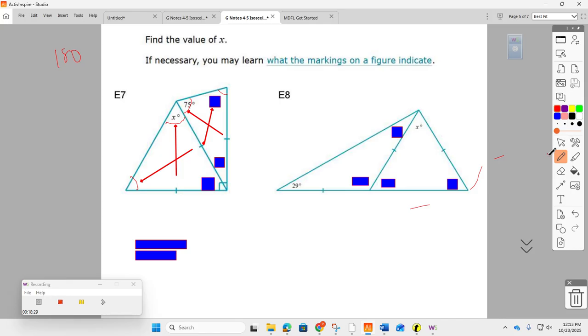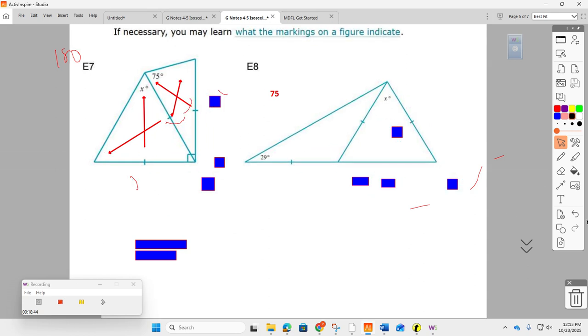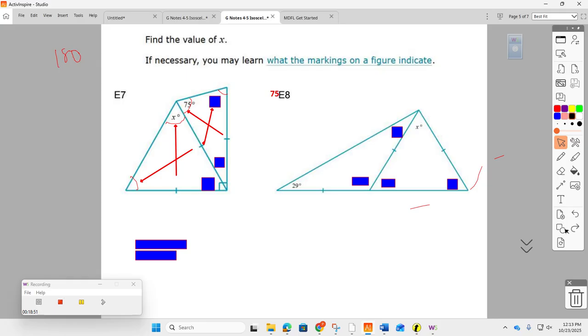My board is not right. Oh, there you go. Heavens to Murgatroyd Batman. All right, does that make sense to everyone?